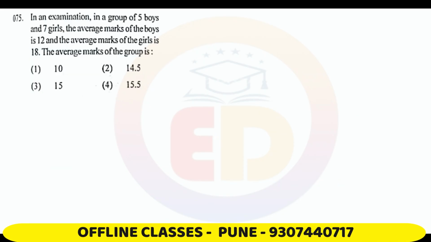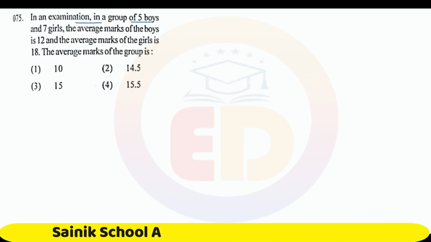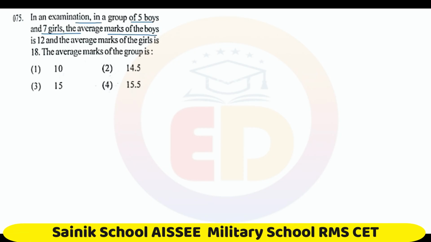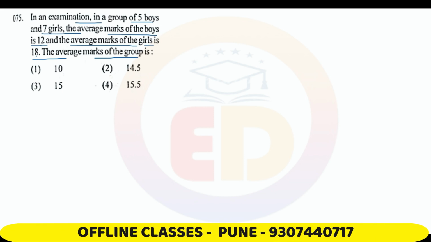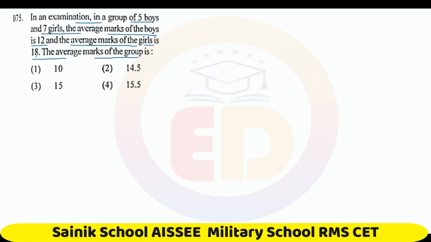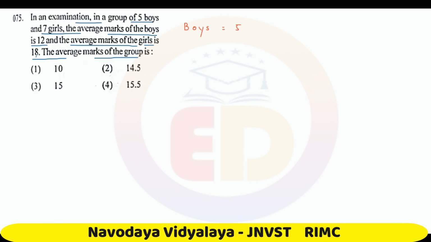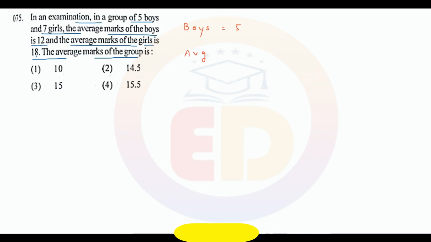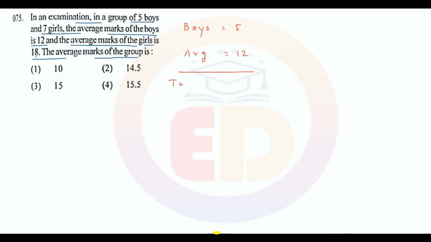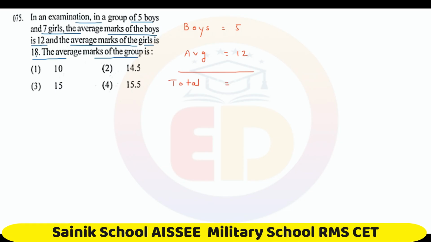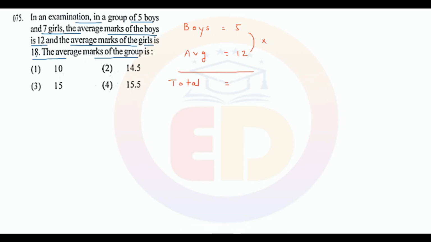Question number 75. In an examination in a group of 5 boys and 7 girls, the average marks of boys is 12 and the average marks of girls is 18. The average marks of the whole group. So to find the combined weighted average, you can use the alligation method or a simple formula method. Boys are 5. Their average is 12. Let's find the total marks of the boys. For finding out the total marks, you multiply the number of boys by the average. The total marks of boys is 60.